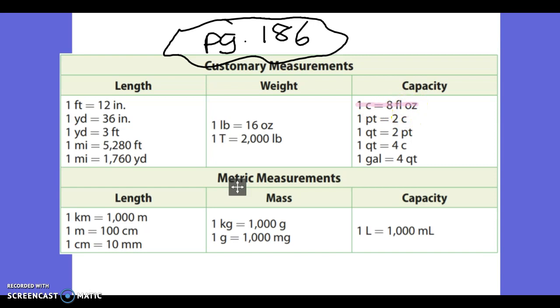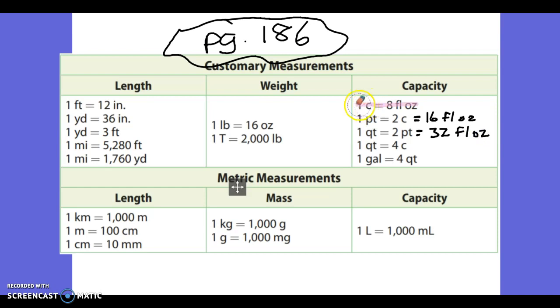2 cups would be 16. See this right here? See this 2 cups right here? 2 cups would be 16 fluid ounces. And then that's 1 pint. So 2 pints would be 32 fluid ounces. I think I need to go through that one more time to show you how I got 32.